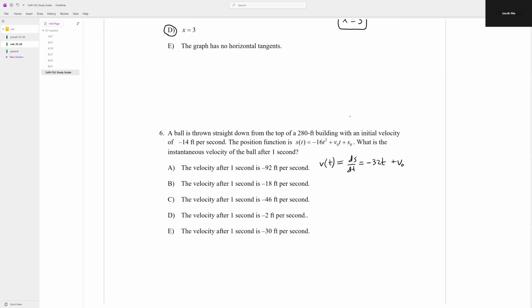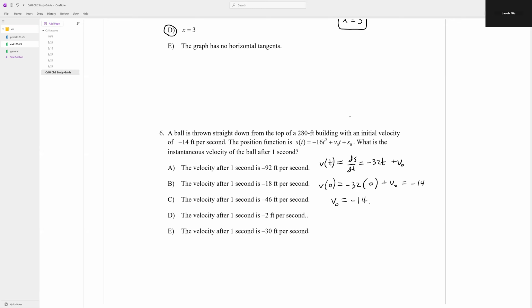All right. And then a second fact that we're told is that the initial velocity is negative 14 feet per second. So that tells us that when t equals 0, the velocity here must be equal to negative 14. And so that means that v of 0, which is equal to negative 32 times 0 plus v naught, is equal to negative 14. Well, that simply tells us that v naught, the constant initial velocity, is negative 14.